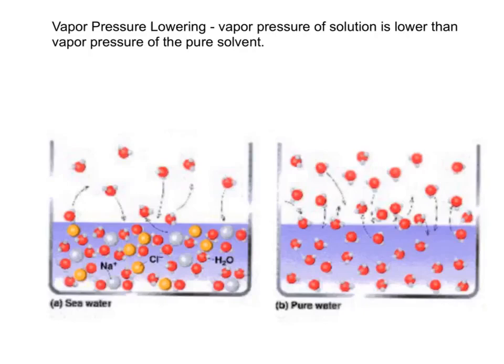So let's look at the first colligative property, which is called vapor pressure lowering. This just says that the vapor pressure of a solution is lower than the vapor pressure of the pure solvent.